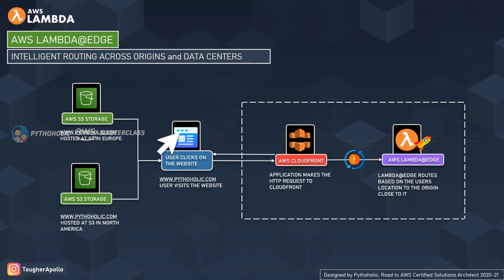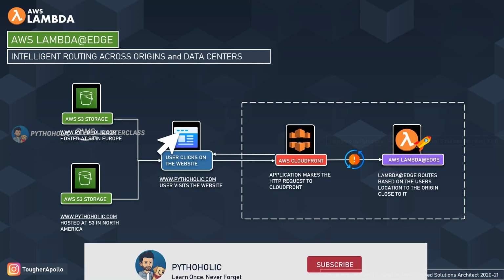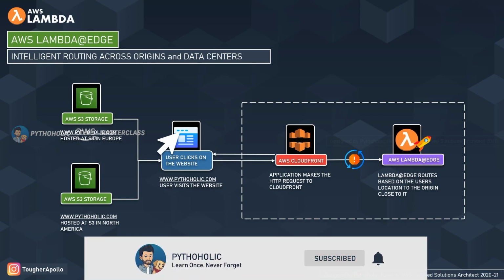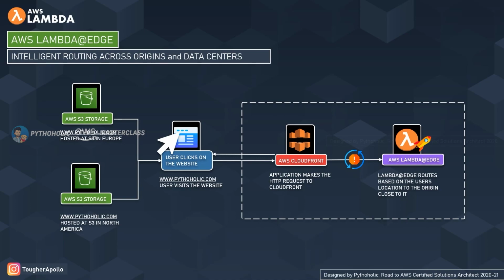So what we have here are two buckets of our static code. One is hosted at S3 in Europe, and the other one is at S3 in North America. When the user is using the website, it needs to have faster access, and this can be done by using our Lambda at Edge to compute the route to the local region and its origin, which is closest to the user. That is the main purpose of using Lambda at Edge here. This is the feature by which we can intelligently route across origins and data centers.